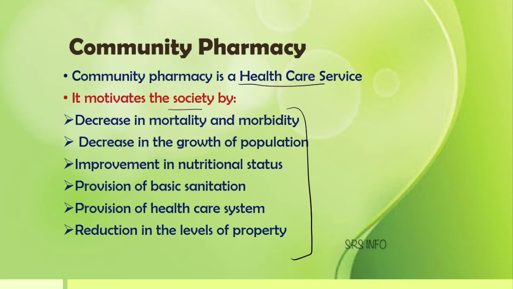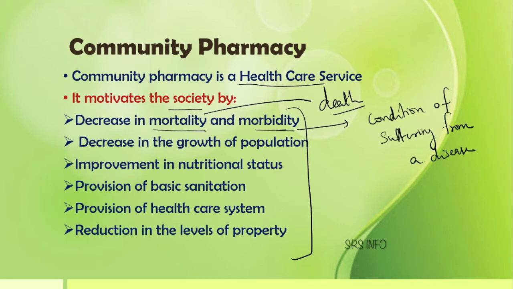First, it helps to decrease mortality and morbidity. If we are educated about health, how to maintain the health, then we can provide the society the tips of healthcare practices so that it helps to decrease the mortality and morbidity. What is mortality? Mortality is the death rate. What is morbidity? Morbidity is the condition of suffering from a disease. If we are suffering from a disease, the condition is called morbidity. So, community pharmacy through the healthcare services can decrease the mortality and morbidity rate.